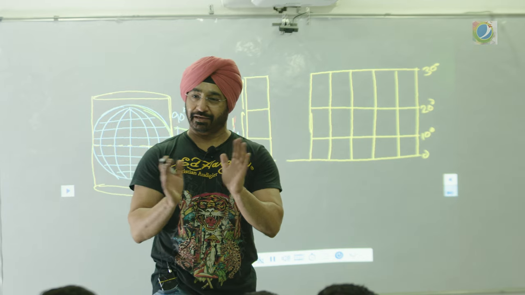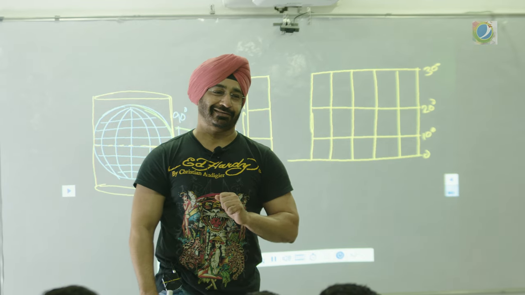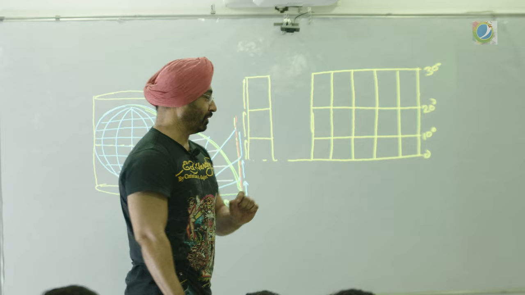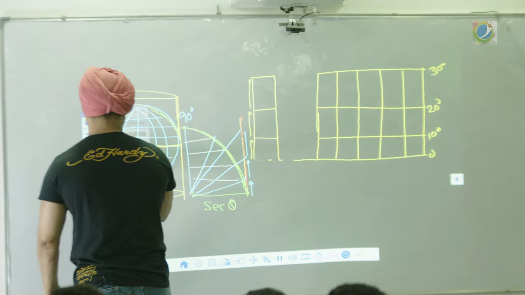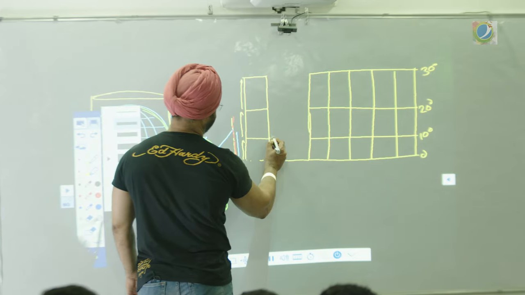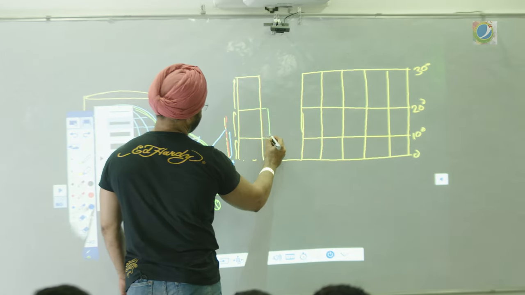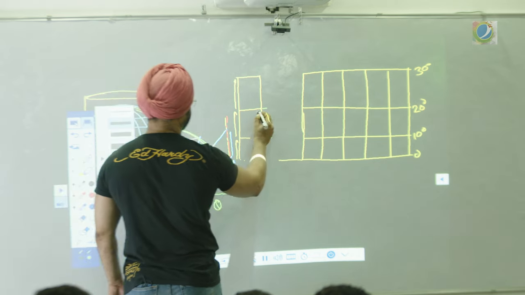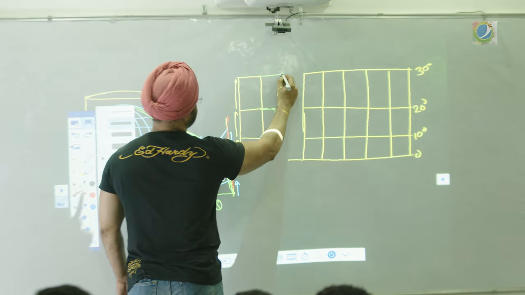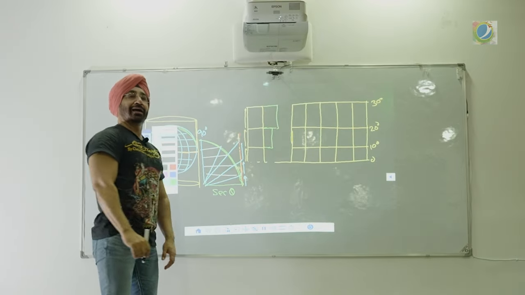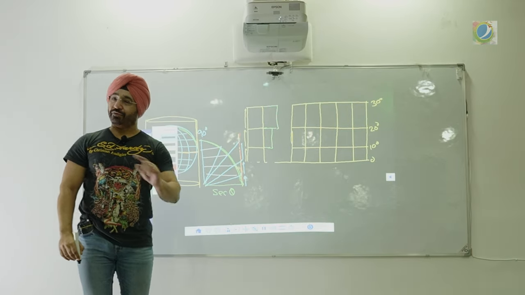I expand it in the east-west direction also, because I know how much this is increased. So what do I do? I increase at the same ratio, that is secant of latitude, in the east-west direction also. Have you understood? And that we do mathematically.